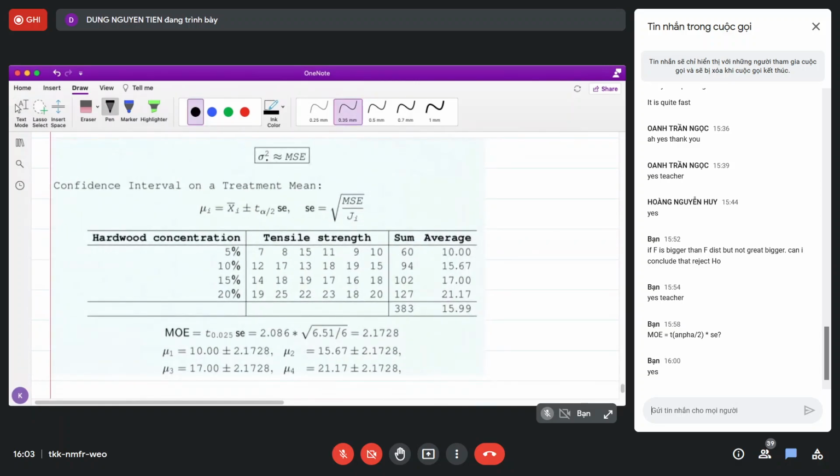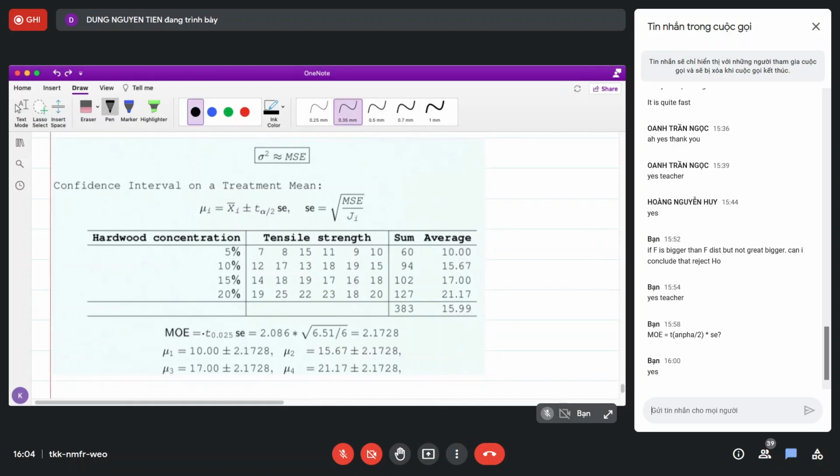In general, we get the approximation sigma square is close to MSE, and the mean is between xi bar plus or minus t alpha over 2 times the standard error, where the standard error is the square root of MSE over ji. Ji in this case is the number of observations in the ith group. All right. In our problem, ji is 6. But if you have a data set like this one, then j1 is only 5, not 6.